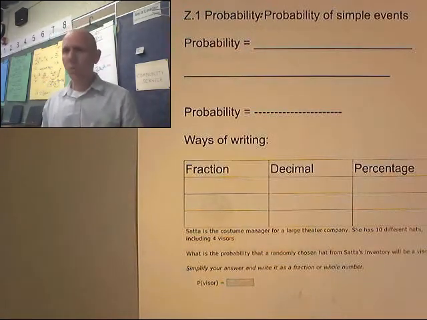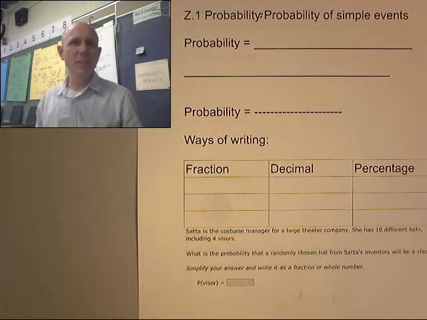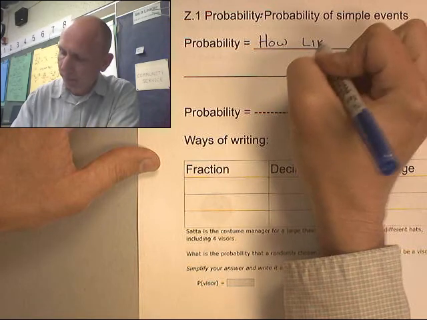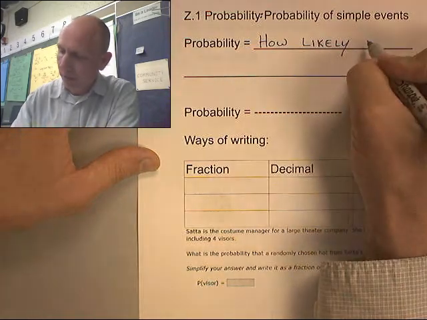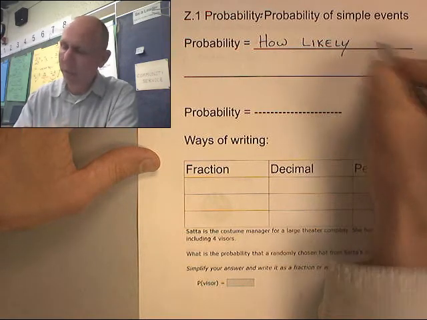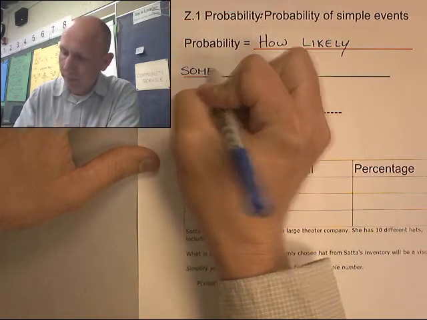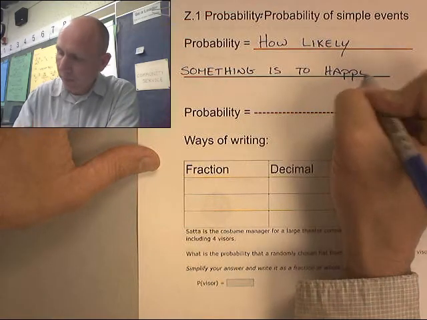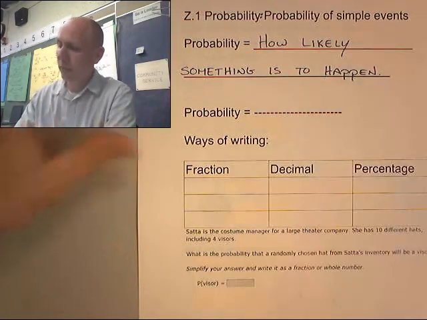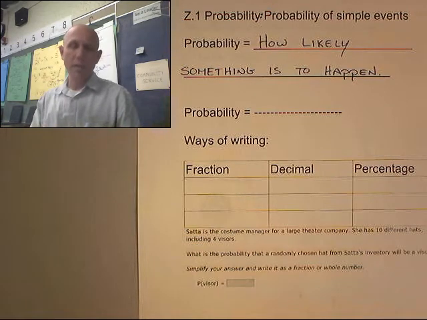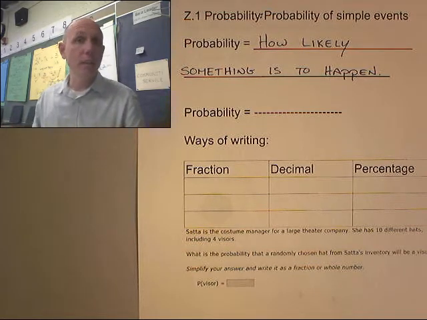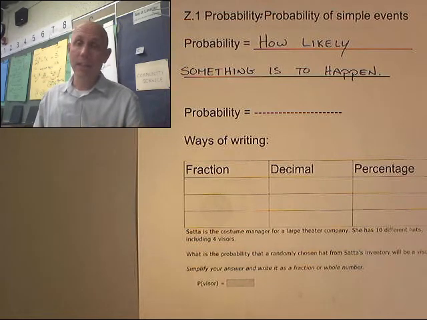What is probability? Well, probability is the likeliness of something happening. So probability is how likely something is to happen. What's the likelihood that I wake up tomorrow morning and I have turned green? Not very likely. What's the likelihood that I wake up tomorrow morning and my children are jumping on my bed? Very likely. So that's probability.